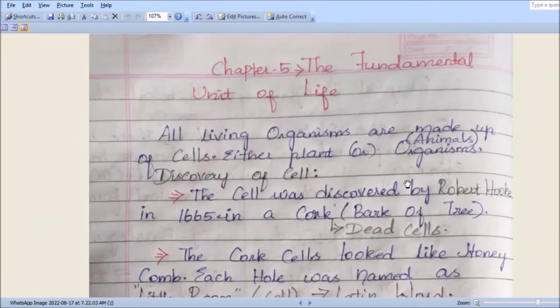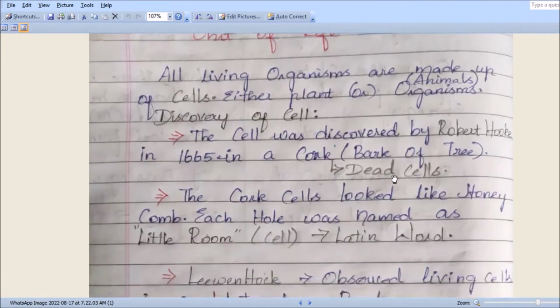Then I'm going to share a few things about how the cell was first discovered. The cell was discovered by the famous scientist Robert Hooke in the year 1665. During this period he discovered the cell. But how and where he discovered it, we have a question. We can't see the cell with our naked eye, am I right? Can you see the cells of your body? No. We see the cell under the microscope, am I right? So while examining under the microscope, he found the cell.